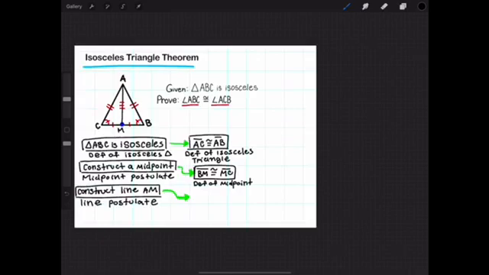Now, in your proof, you'd write that line AM is congruent to line MA. In other words, the line is congruent to itself because it's the same segment. We are able to do this because of the reflexive property of congruence.